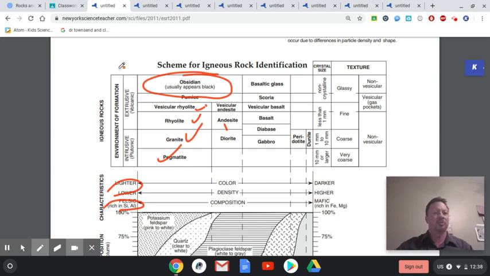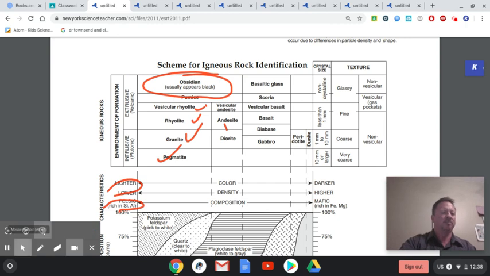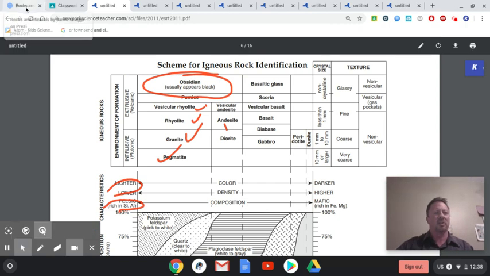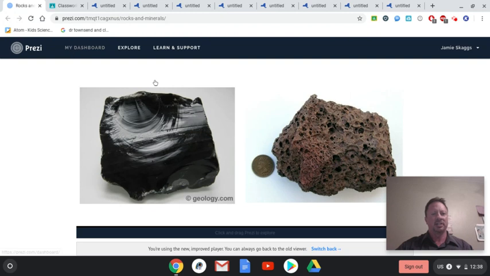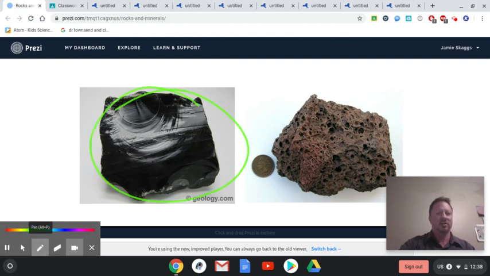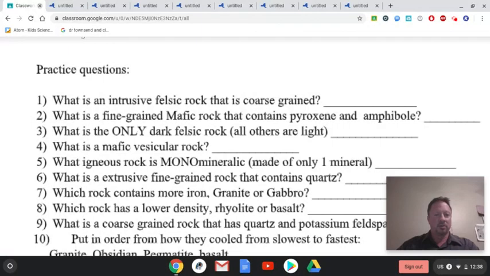Now, some people know what obsidian looks like. A lot of times they make arrowheads out of it. That is this guy right here. So this right here is my obsidian. That is a felsic rock. It's the only felsic rock that's dark, and it's dark because it's so dense that light cannot penetrate it. So let's get out of that one.